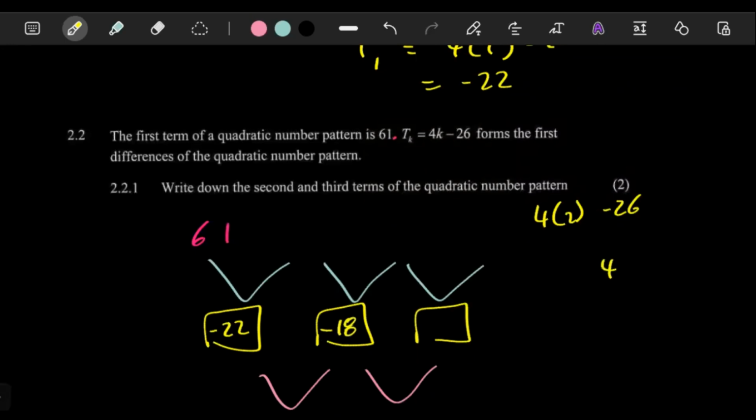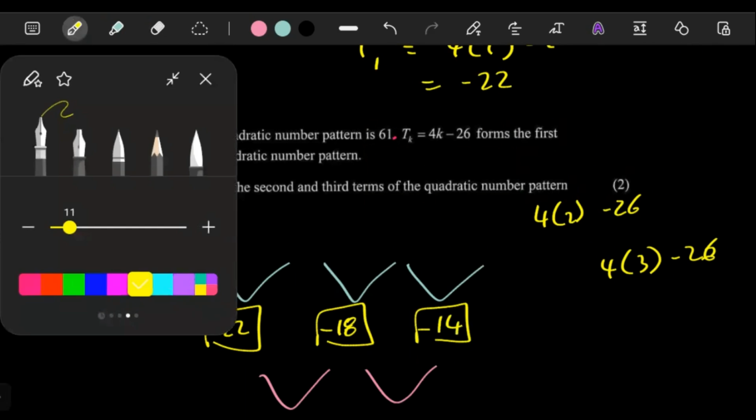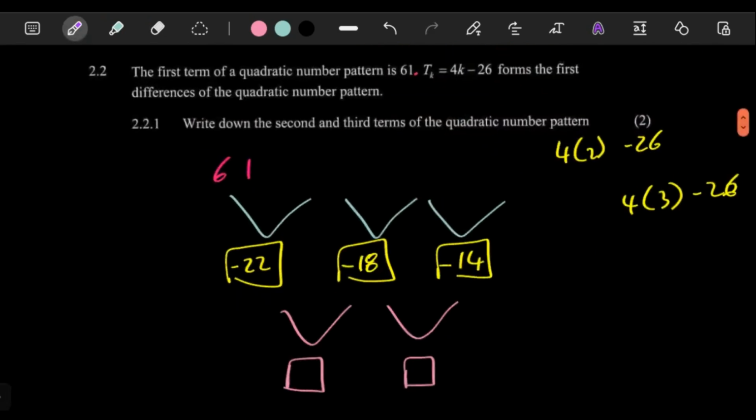And then in position number 3, you have 12 minus 26. What is 12 minus 26? You have negative 14. Yeah, negative 14. So this is the sequence of first differences. Now what that means is, going forward, you would just be saying this number plus this one, you get this value. And then you carry on basically like that, you see.